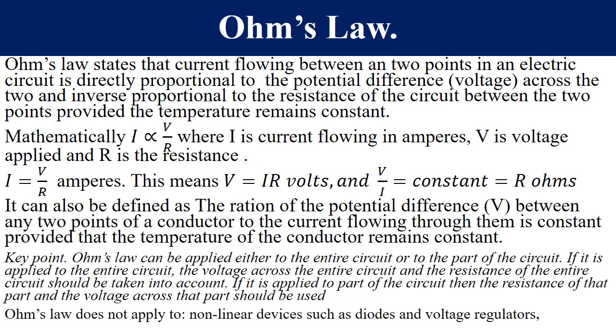That is to say, the ratio of the potential difference between any 2 points of a conductor to the current flowing through them is constant, provided the temperature of the conductor and also the resistance remain constant. And please take note that Ohm's law can be applied to the whole circuit or to a part of the circuit. If it is applied to the whole circuit, it means we are going to use the EMF. But if we apply it to a part of the circuit, the resistance of that part and the voltage across that part must be applied. It does not apply to nonlinear devices such as diodes and voltage regulators.